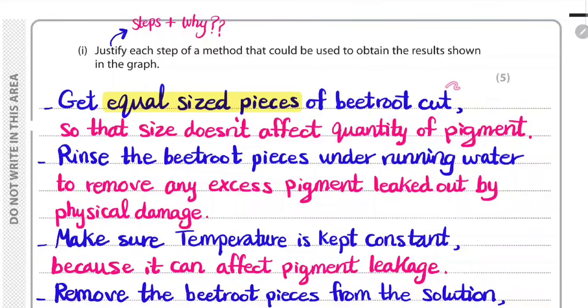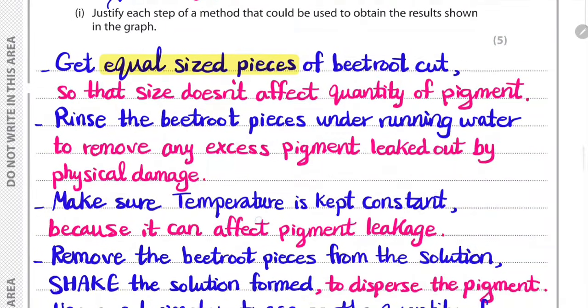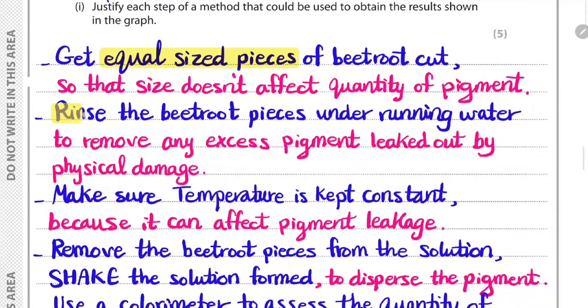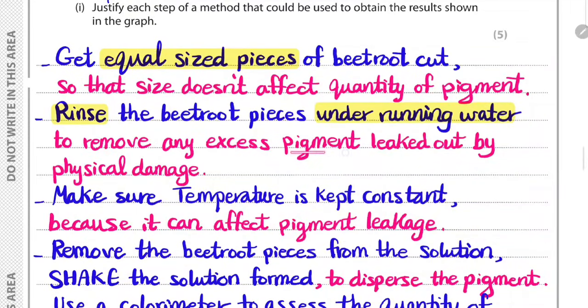If I got greater pieces of beetroot, this will affect the quantity of the pigment. We're going to have a higher concentration and a higher volume of pigment present inside these beetroot cells, so this is not going to be a valid experiment. Secondly, we have to rinse the beetroot pieces under running water, because after the cutting we're going to have some stains of this pigment excessively leaked outside, and this is not by the act of permeability, it's not by the act of leakage, it's by physical damage.